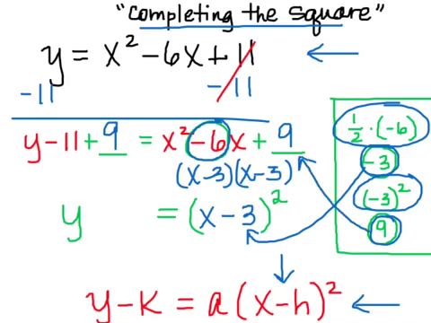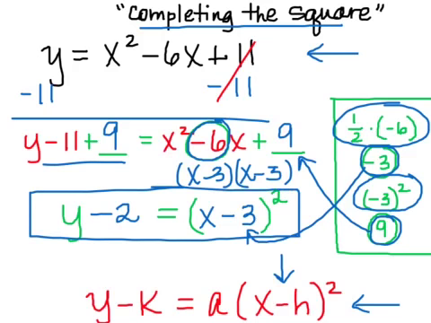So then what you have over here is y minus 2, and now we have it in our vertex form where our a is 1. And we can see our vertex would be 3, 2 from the h and the k.